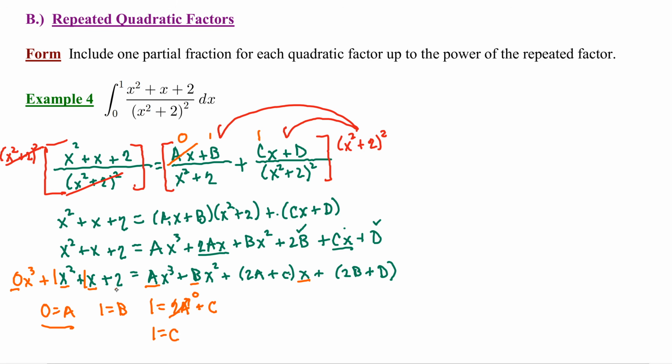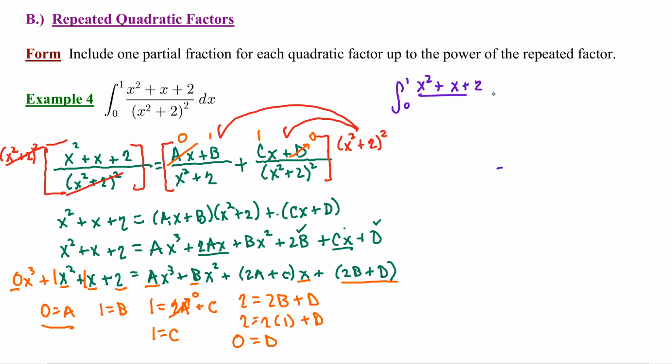And then finally, our constant term on the left is equal to the constant term on the right. And remember, we learned just a minute ago that b is 1. So we can use that to solve for d, and d equals 0. You're going to love it when you get all those zeros. Okay, we are done with the algebra. Let's go ahead and go back to our original problem, which was to find the definite integral from 0 to 1 of this big fraction.